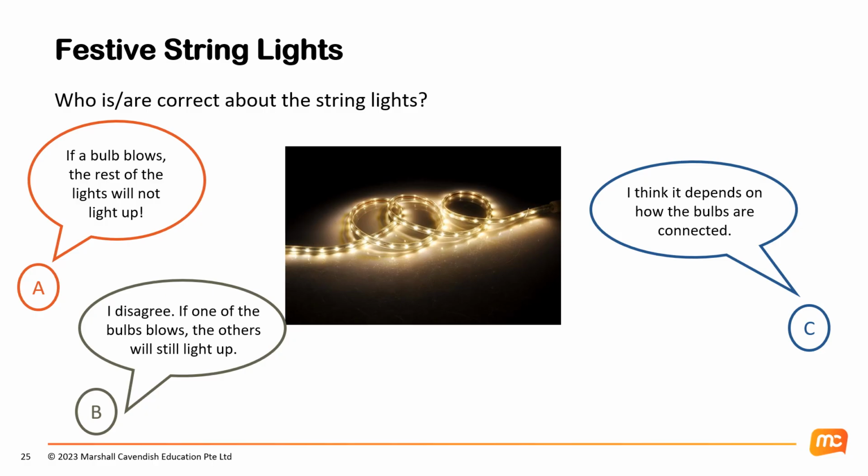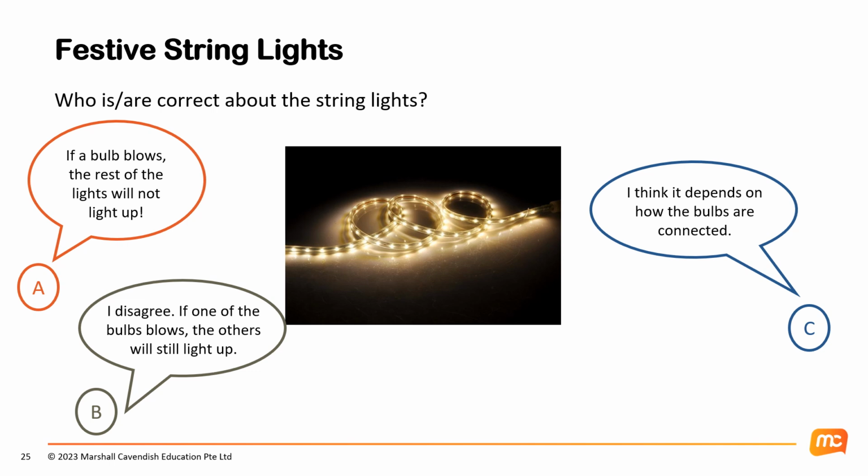Now look at this slide about the fairy lights. I'm not sure if you use fairy lights at your house. Typically it's used as a decoration. And here are comments by 3 separate students. A says that if a bulb blows, the rest of them will not light up. B disagrees because if one bulb blows, the others will still light up. C says it depends on how the bulbs are connected.